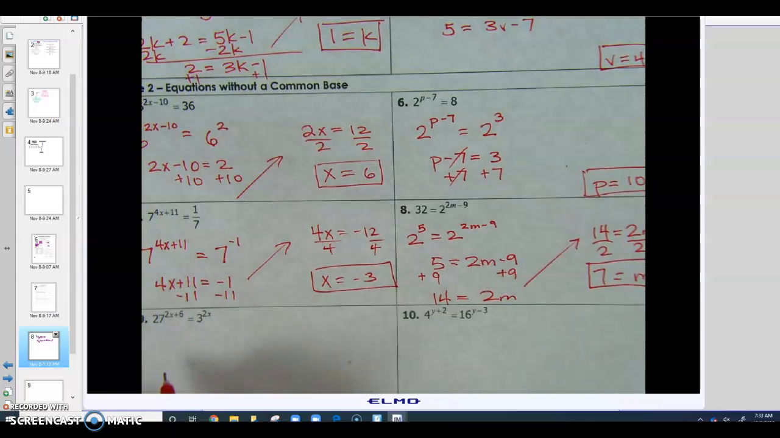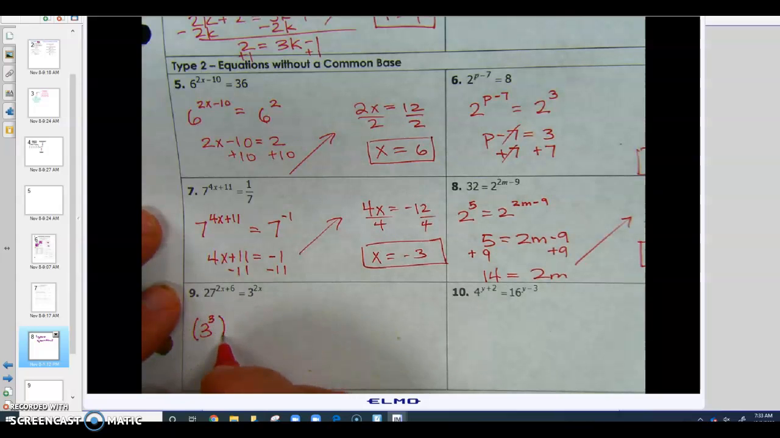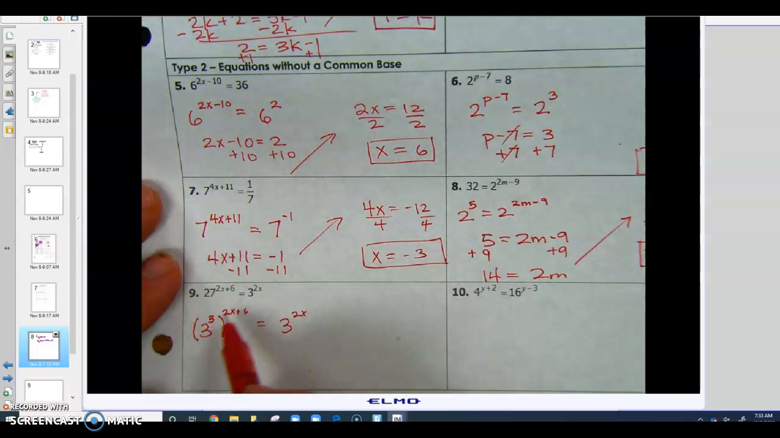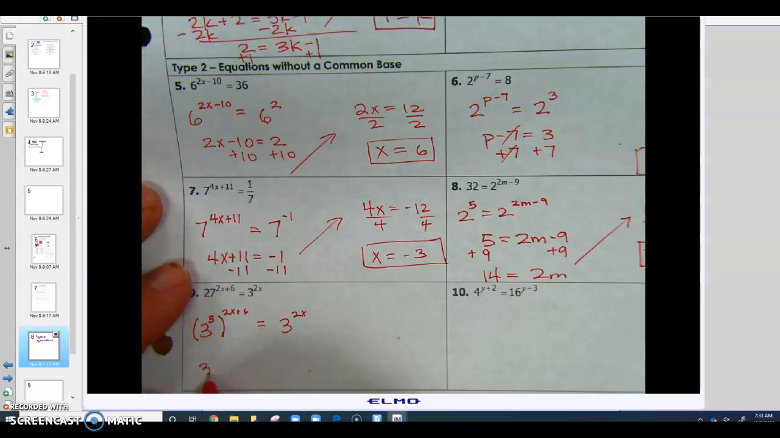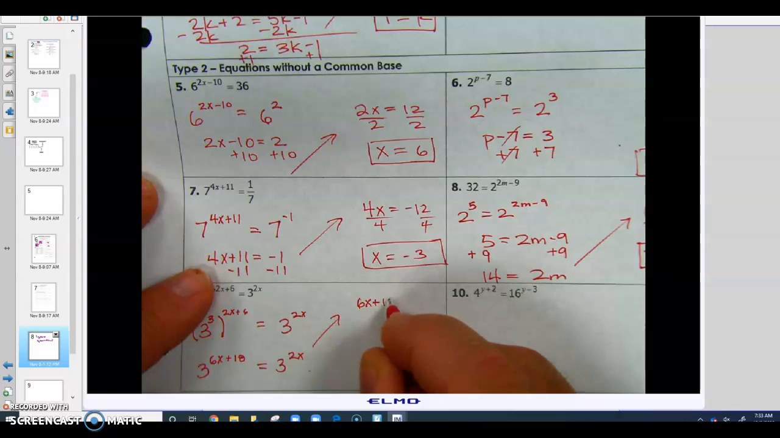All right, here 9 is a tricky one, so I definitely need to do this one. I'm going to change 27 to 3 to the third power, but remember I still have an exponent outside of that, 2x plus 6. So now what do I do when I have two exponents? I multiply. So that's 6x plus 18 equals 3 to 2x. Now I can drop the base.